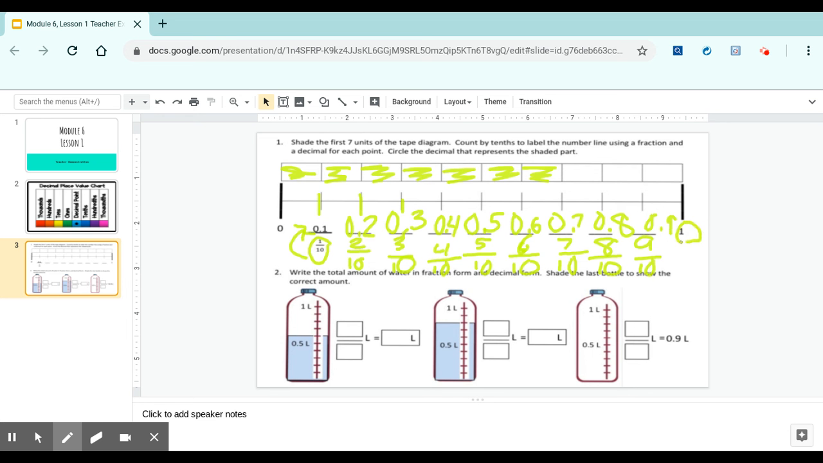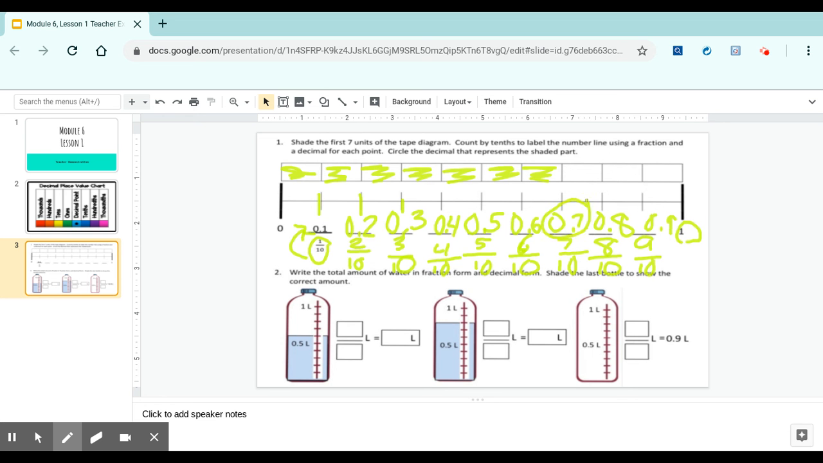Okay, so then it wants us to circle the decimal that represents the shaded part. So the shaded part is 7 pieces. So that would mean it's 7 out of 10 pieces, so 7/10. So the decimal point is right here.